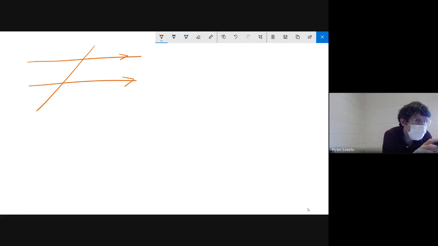Supplementary. Yes, supplementary angles form 180 degrees. Complementary angles make 90. Very good. Do you remember anything about alternate or same side angles?